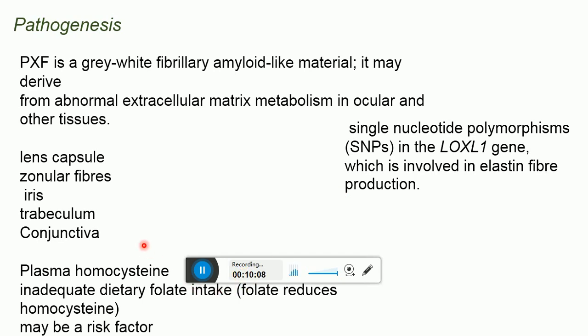Plasma and aqueous humor homocysteine levels tend to be higher than controls, and inadequate dietary folate intake. Folate reduces homocysteine, so inadequate dietary folate intake may be a risk factor.